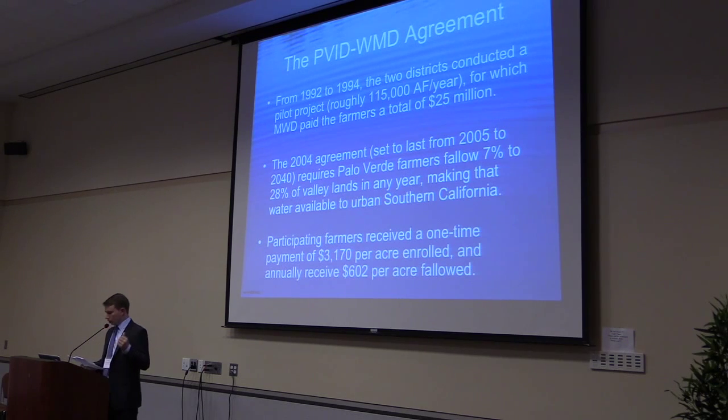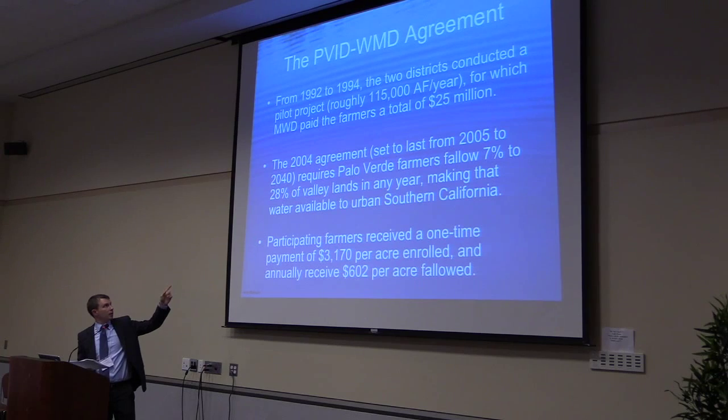Under the agreement, Metropolitan Water District must lease water from at least 6,000 acres of valley land, which roughly equates to about 25,000 acre-feet of water, and may lease water from no more than 26,500 acres of valley land, roughly 118,000 acre-feet of water. As you see there, about 7% of valley lands to 28% of valley lands.